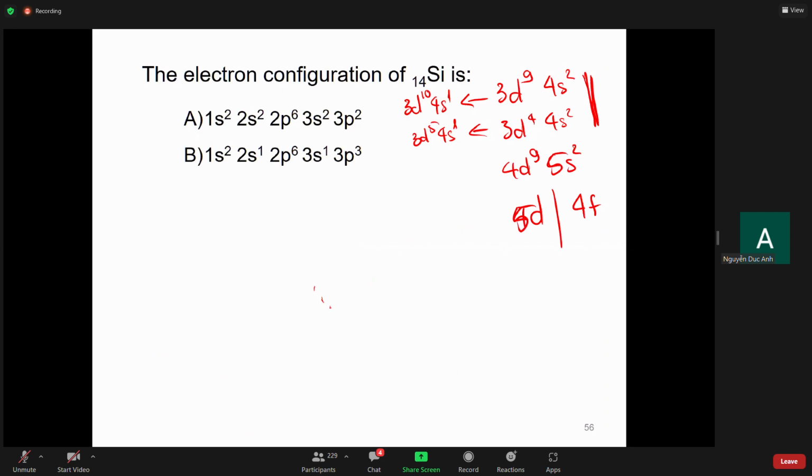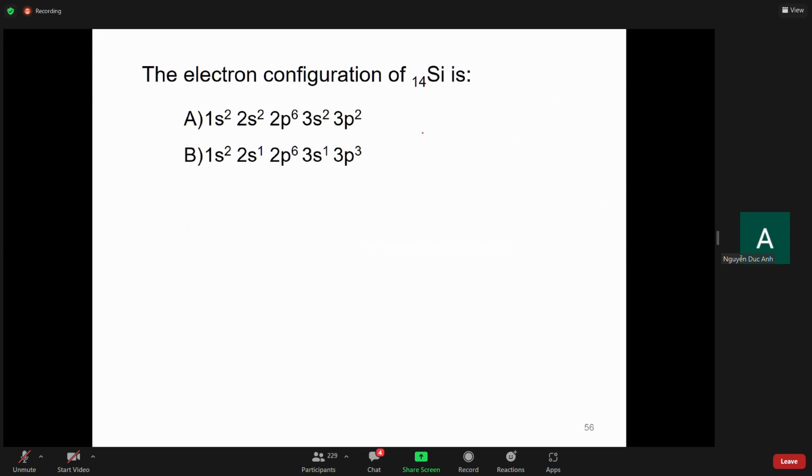Okay, so now the examples. The actual configuration of silicon 14. You have 14 electrons in the silicon atom, so you have to fill the states 1s2, 2s2, 2p6, which is now 10 electrons, right? Then 3s2 and 3p2. Okay, this one is filled the right way.